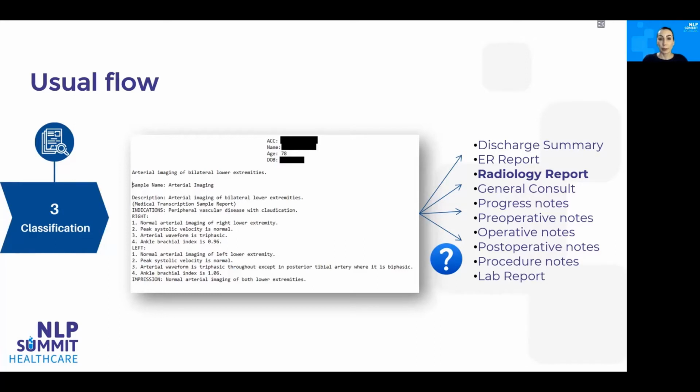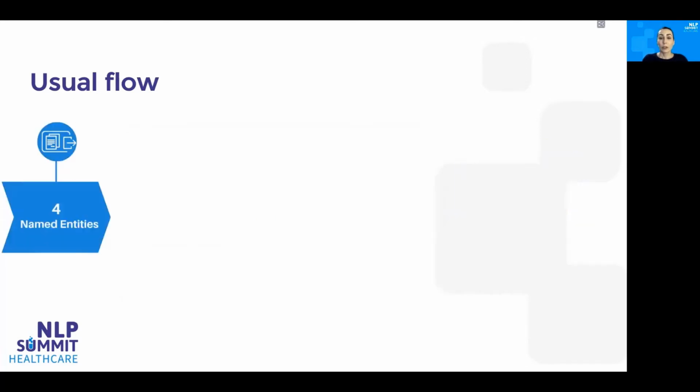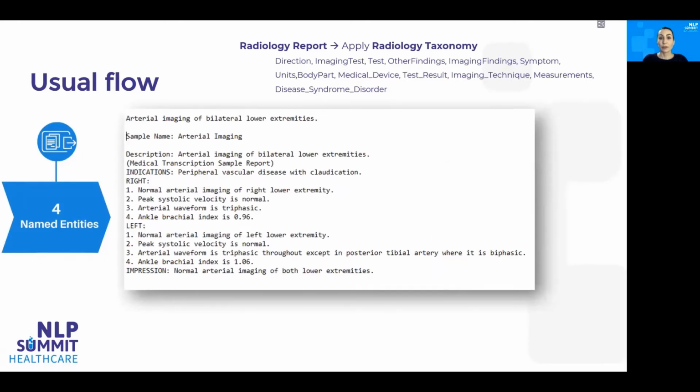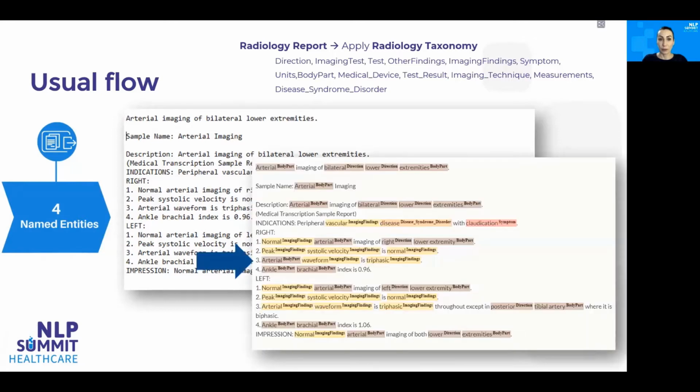to the radiology pipeline. So once we have the identified and classified text, we can then extract named entities using NER models. For the radiology examples that we have chosen, we'll apply a specialized taxonomy as the one above, which contains labels such as body parts or medical devices, measurements, test results, imaging techniques, and so on. So this is the first step in extracting structured data out of natural language text content.